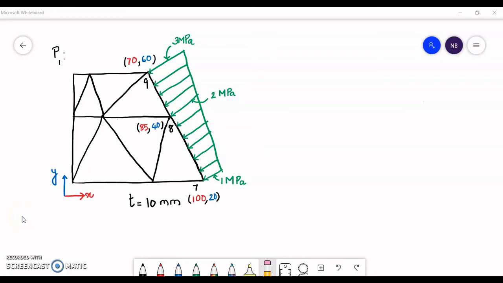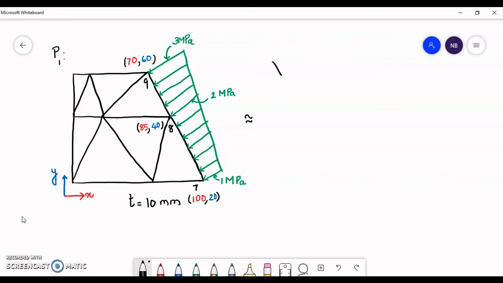Hi everyone. In the last lecture we learned about the force terms in a constant strain triangle. In this lecture we will be solving a problem based on what we have learned in the previous lectures. So here we have a two-dimensional plate which is shown on the left hand side of the screen. We have to determine the equivalent point loads at the nodes 7, 8 and 9. We also see that a linearly distributed pressure is acting upon the edge 7, 8, 9.